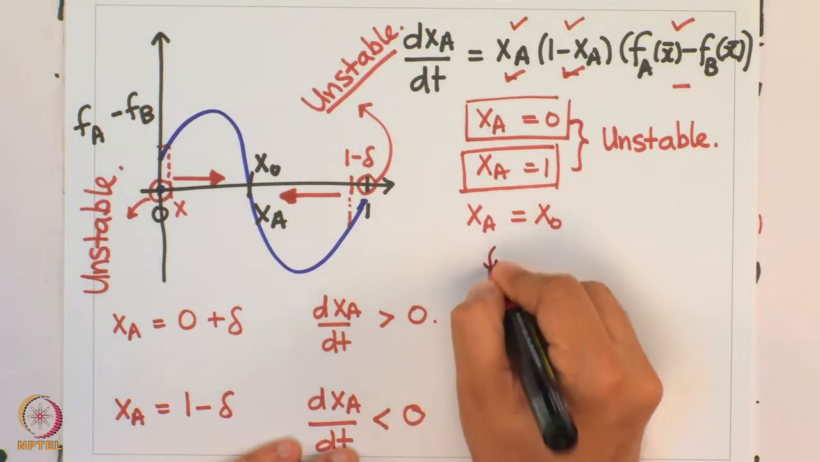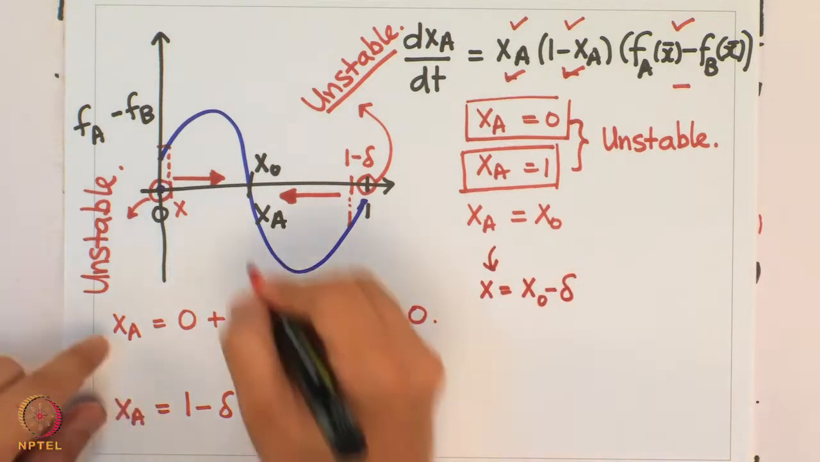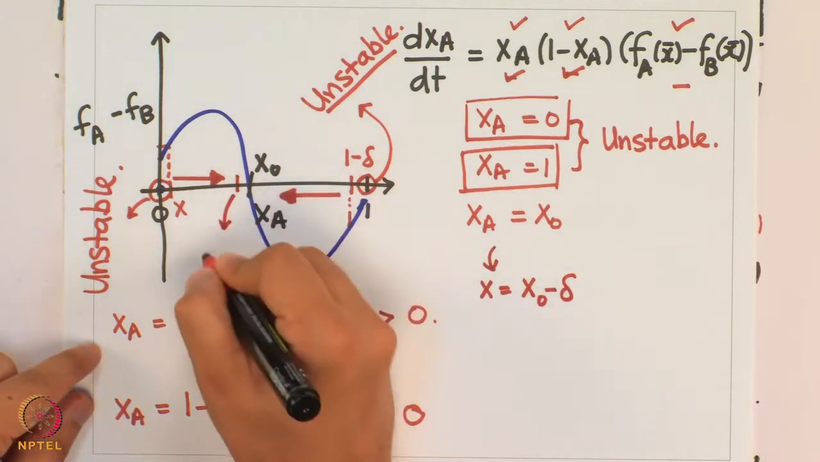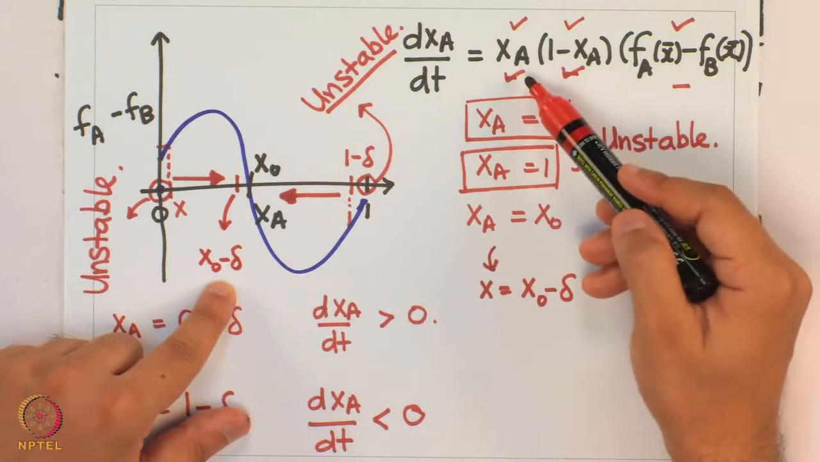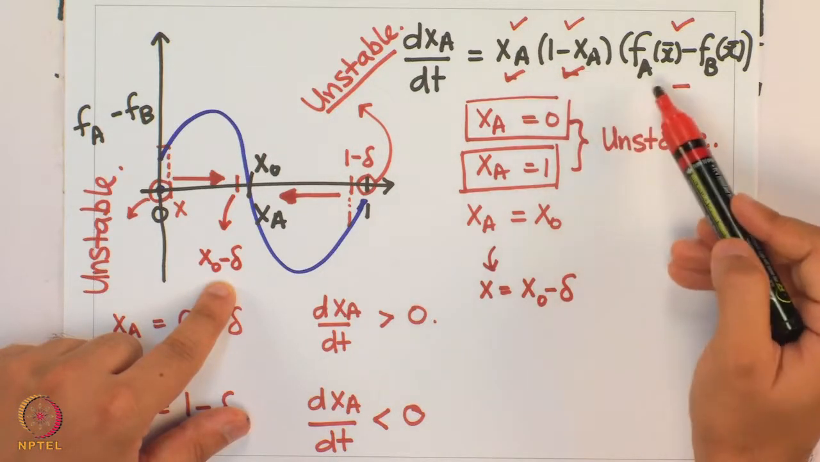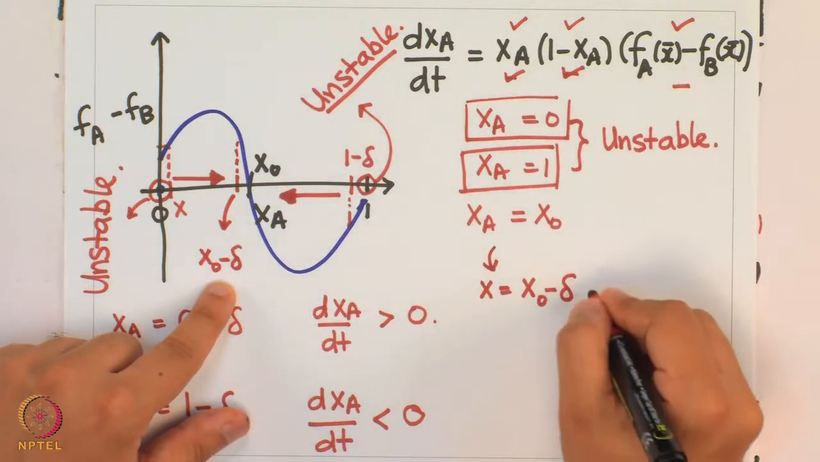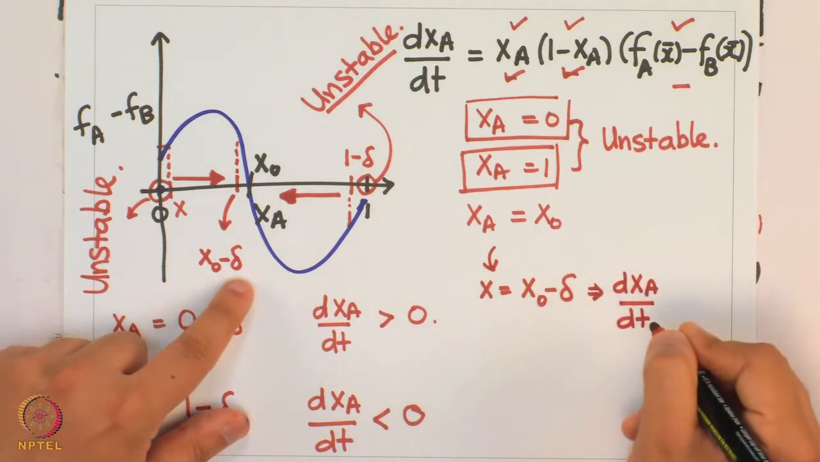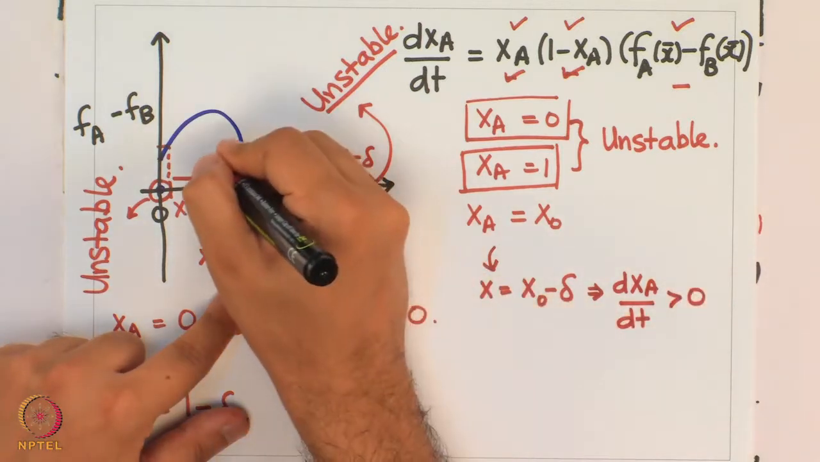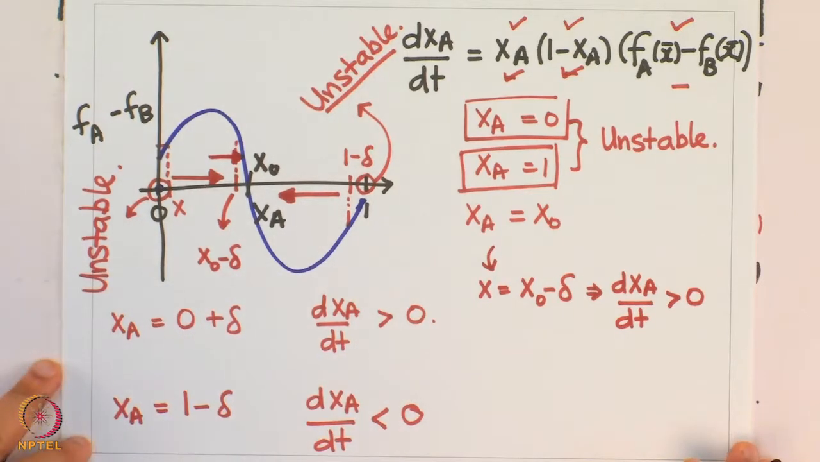So let us introduce a first deviation where x is equal to x naught minus delta. That means this is the x that I am talking about, x naught minus delta, and at x naught minus delta xa is positive, 1 minus xa is positive, and Fa minus Fb at this point is also positive. So, all three factors are positive, which implies dxa by dt at x naught minus delta is greater than 0, which means the system moves in this direction towards the point that it was disturbed from.